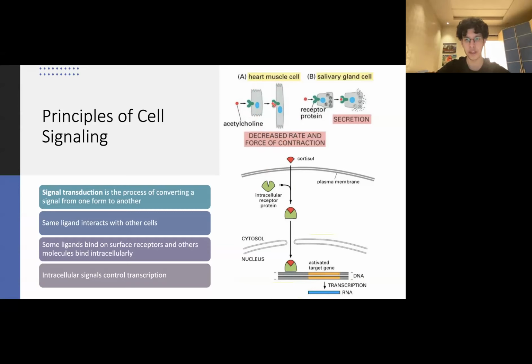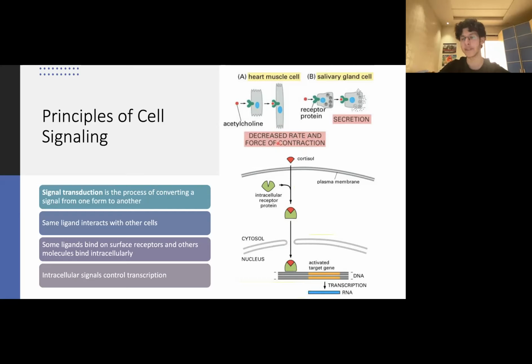Let me ask you something. Do your heart muscle cells secrete anything, or do they secrete saliva? No, they don't. That would be very concerning. Okay, what is a ligand? A ligand is just a signal molecule. So yeah, if our heart muscle cells were secreting saliva, there'd be a problem. When acetylcholine binds to them, they need to do something else, and that would be decreasing the rate and force of contraction.